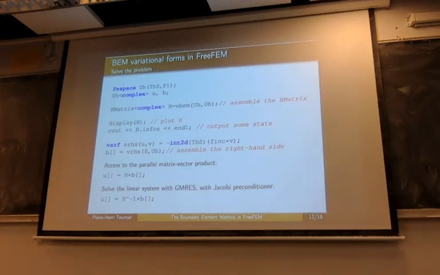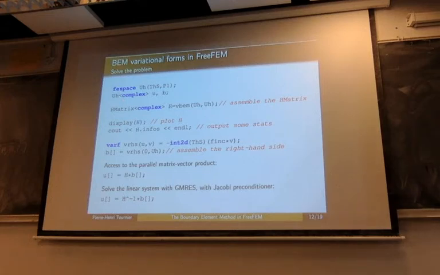Okay, and now how to solve the problem. So now you have an H matrix that you have assembled. Now you want to solve a linear system, HU equals B, right? This is standard stuff. You declare your finite element space on, for example, a 3D surface mesh. Then you assemble your H matrix.